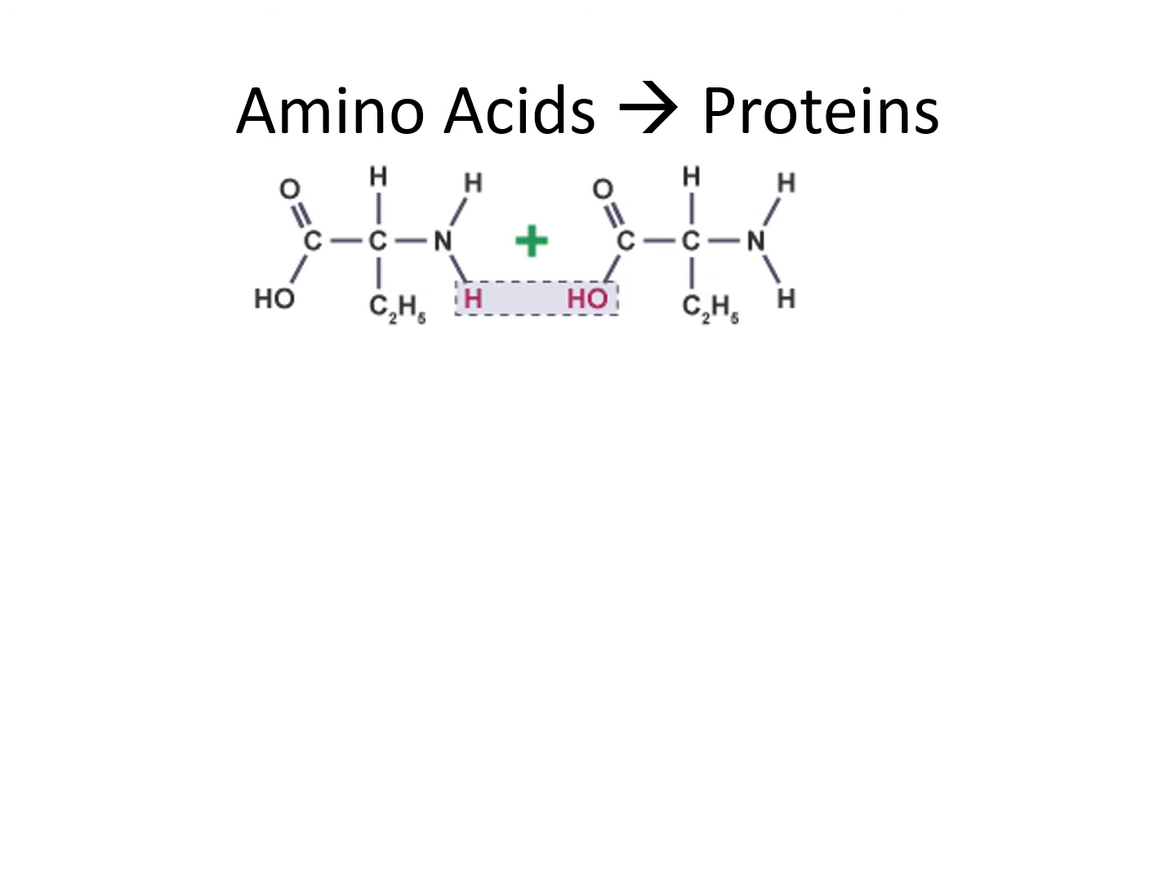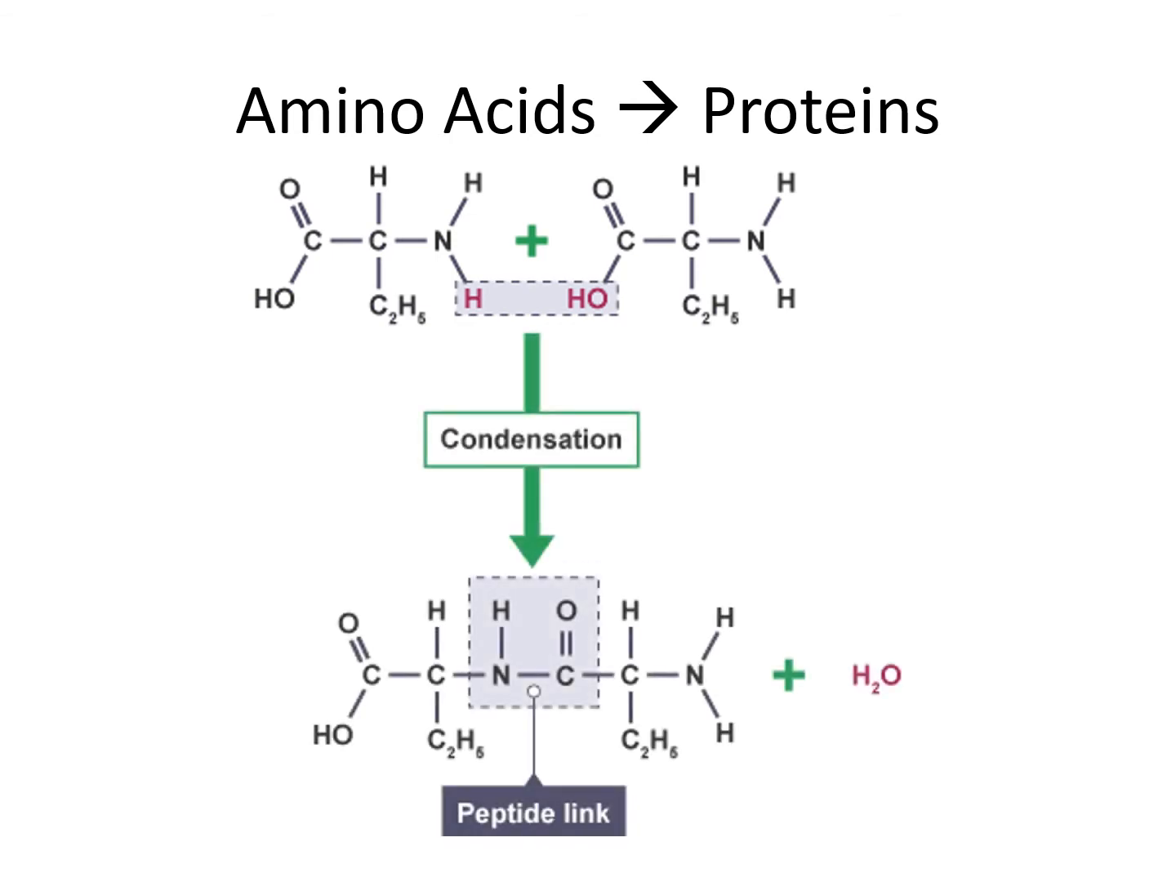The way that these amino acids are joined together to form proteins is known as a condensation reaction. In this case, we have the NH2 of one amino acid on the left. The hydrogen atom from that NH2 group is being removed. And then in the other amino acid, the carboxyl group, the OH, so the hydroxyl group of that chemical, is being removed.